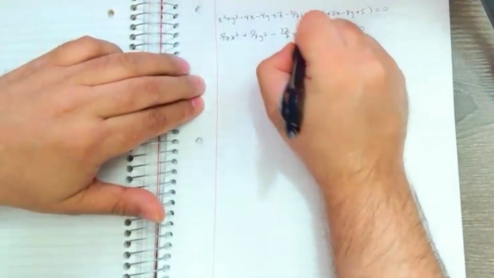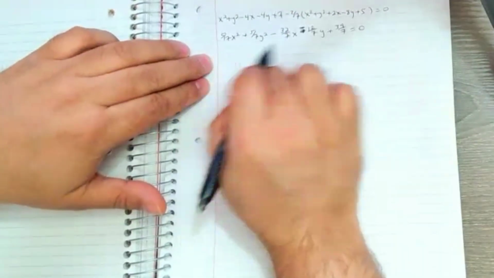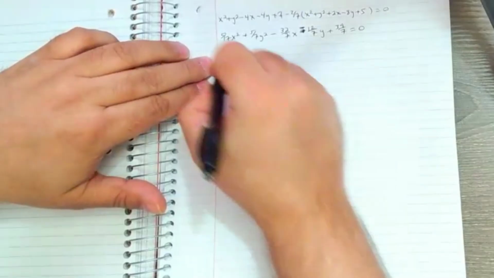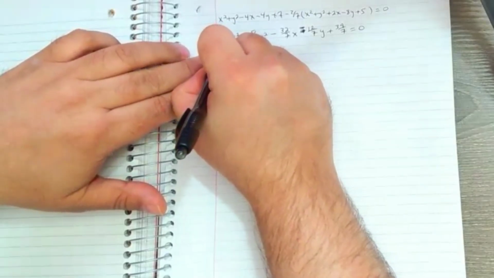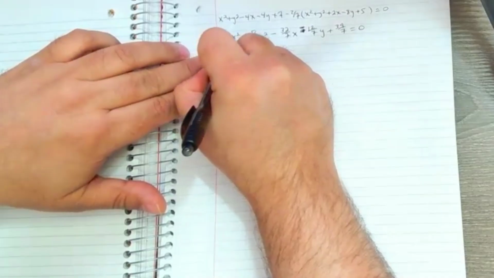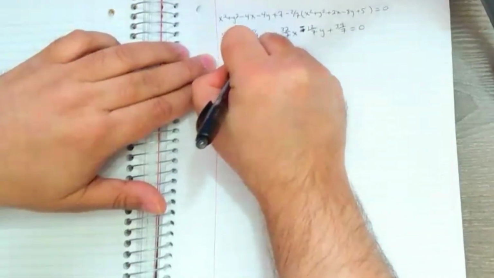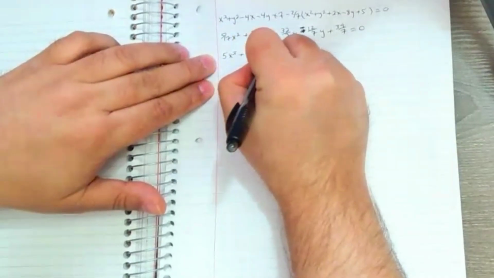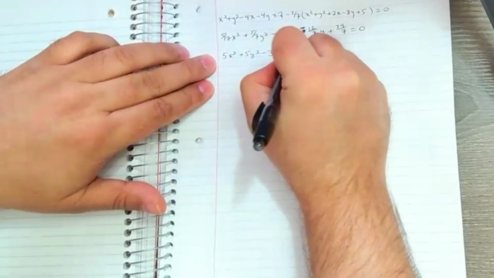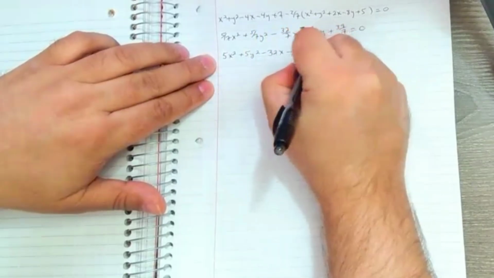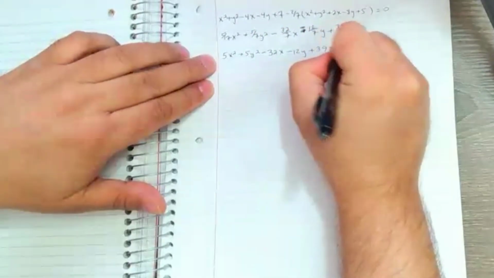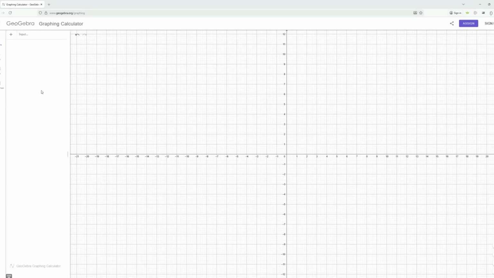So now we can clear the denominator by multiplying through by 7. And so the equation of the circle that we want is 5x squared plus 5y squared minus 32 times x minus 12 times y plus 39 is equal to 0. So let's both check our work and get a nice visualization using a graphing system.